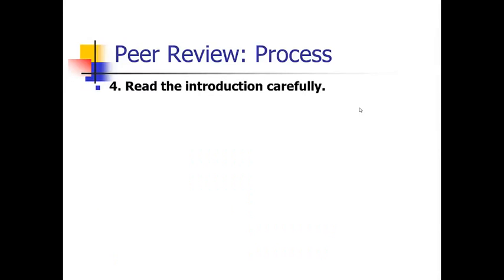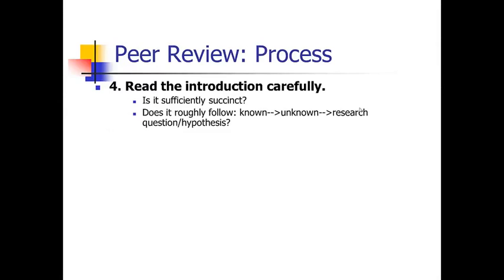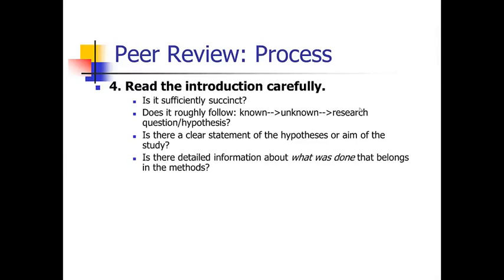And then you should go through each section of the paper. This is what I'll do, is go through each section and give specific comments on each section. So I'll read the introduction, for example. Remember, the introduction should be sufficiently succinct, so that's a comment. If it's not sufficiently succinct, I'll point that out. Introduction should roughly follow what's known, what's unknown, and then the specific research question or hypothesis. I'm looking for that. If I don't find that, I might comment on that. Authors should give a clear statement of the hypotheses or aims of the study. So if that's not there, I might recommend that be added.